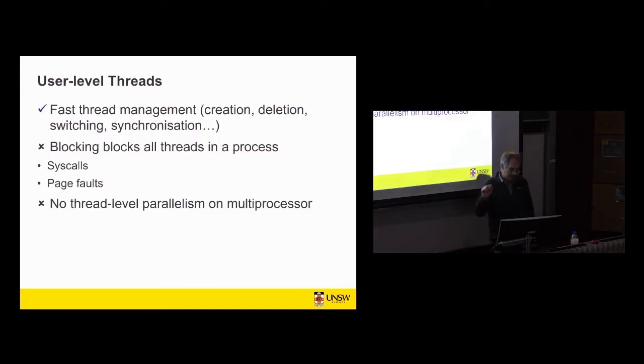So I think, and the other one is there's no thread level parallelism on a multiprocessor with user level threads. Okay, because there's nothing that the OS can pick up and schedule on a separate CPU.